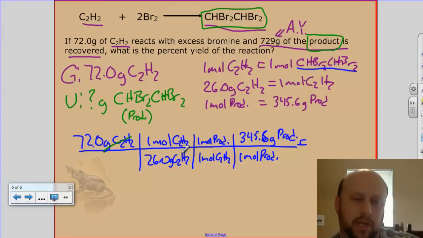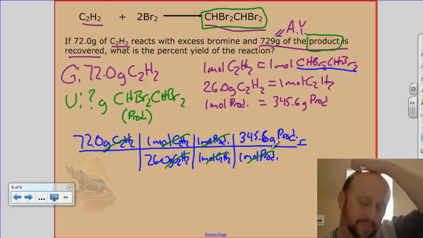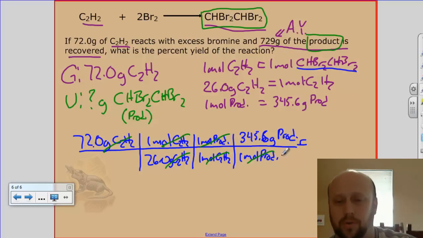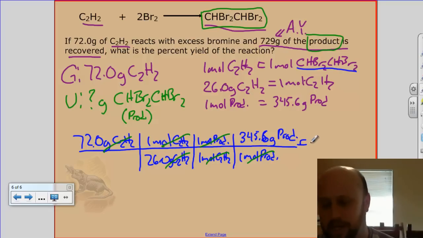So I'm going to cancel what cancels. Grams of acetylene cancel. Moles of acetylene cancels. Moles of product cancel. Now, guys, one thing I want to talk about real quick is when you're doing this, don't just run through and cancel stuff. Make sure it actually cancels. Grams with grams. Moles with moles. Moles with moles. If you're not checking this, there's really no point in setting this up. You're going to mess it all up anyway. Okay, so you got to check all that.